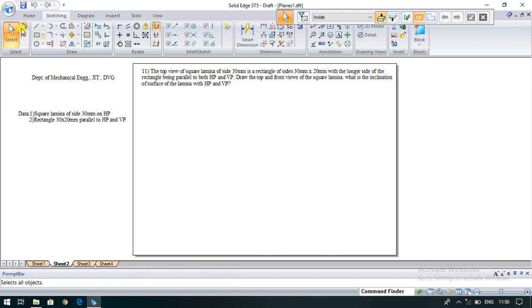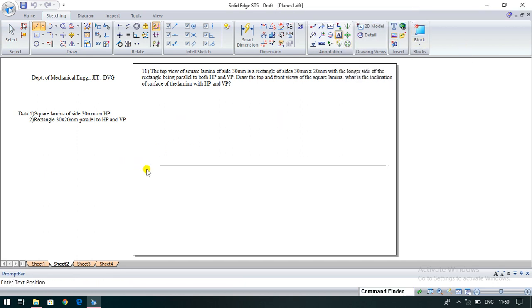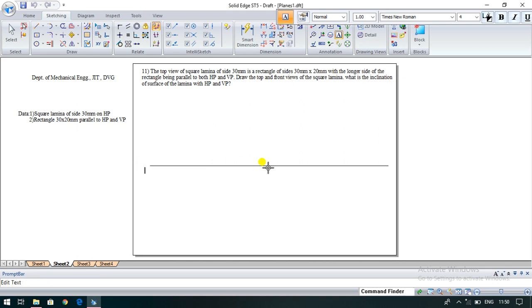So here, first construct the reference line. Draw a reference line, the XY line, and type the names for both ends, X and Y. Above the XY line we call it the vertical plane, below the XY line we call it the horizontal plane.